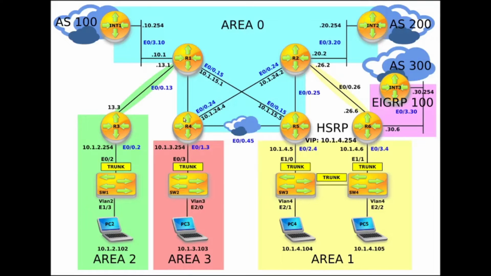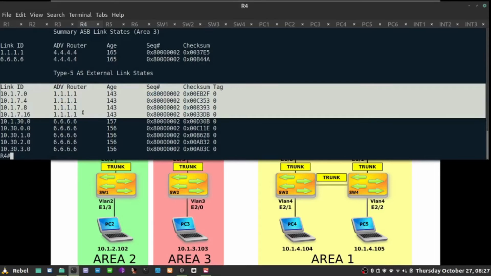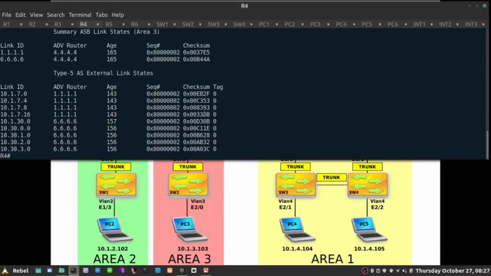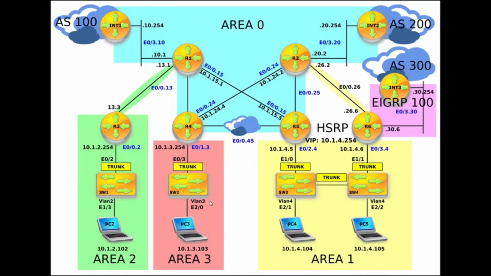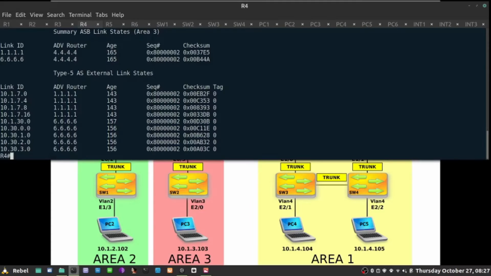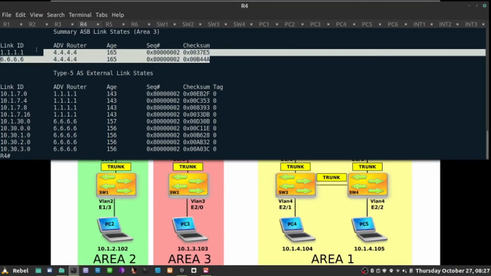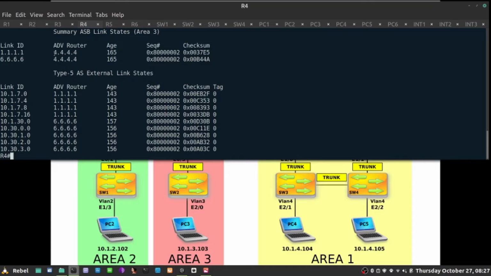The reason is that LSA type 7 wouldn't be recognized by R4, but LSA type 5 are. So the translator shows as the originating router here, which is not entirely correct, but that's the way it's presented to the system. And obviously, the routers here in area 3 wouldn't know R6 or R1, so this LSA type 4, the summary ASB, is saying, hey, my name is router 4 and I know both R1 and R6.